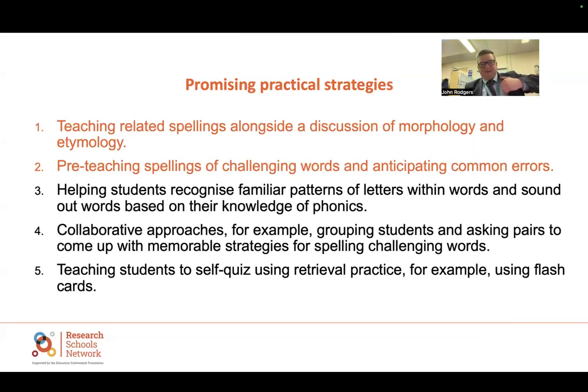Here are some of the strategies that you can use for thinking about spelling, punctuation, grammar. Teaching related spellings alongside discussion of morphology and etymology. We looked at that when we looked at vocabulary: breaking words down into their morphemes and looking at the etymology, perhaps of the roots, prefixes, suffixes, and so on. Pre-teaching spellings of challenging words, anticipating common errors. Again, not decontextualized. Context is really important. That might be, for example, at the start of a topic on photosynthesis, you need to know photosynthesis, chlorophyll, chloroplast, and so on and so forth.